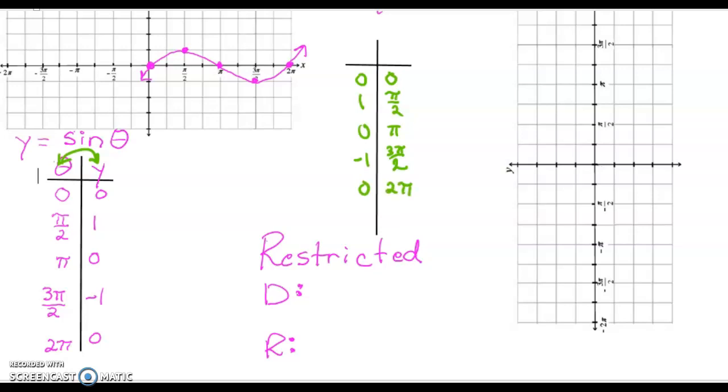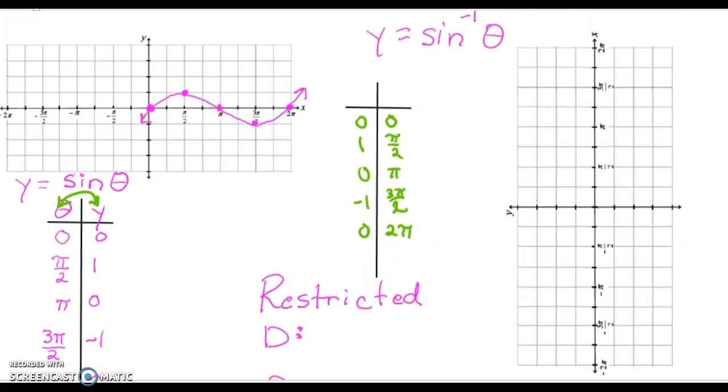Now let's plot those points. Notice what I've done with my graph paper though. Not only do my xy values flip-flop, but my x-axis and my y-axis flip-flop. So I'm going to label this the x-axis and this the y-axis. And now we'll plot our points.